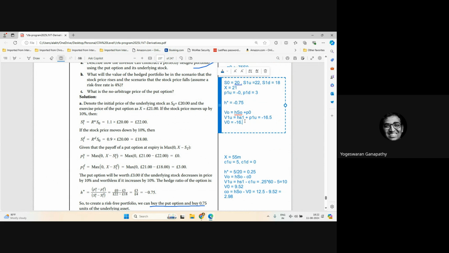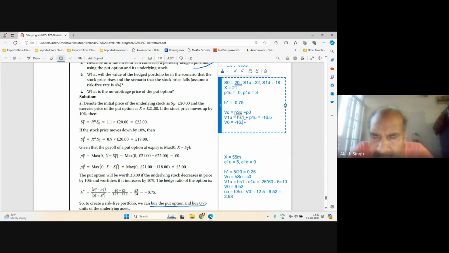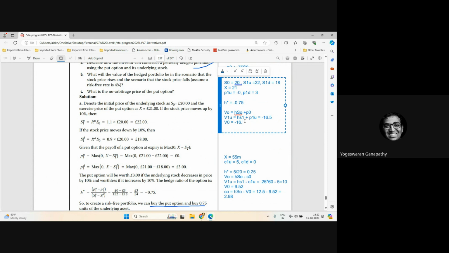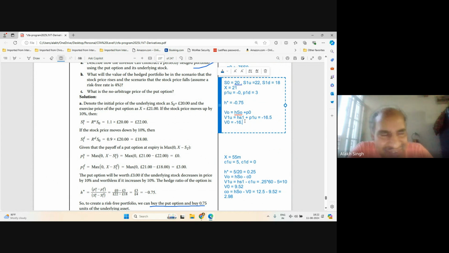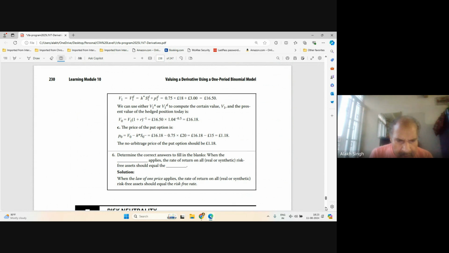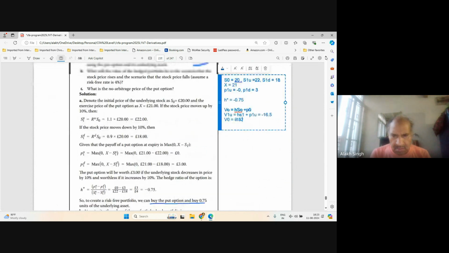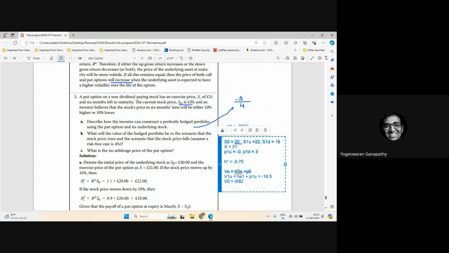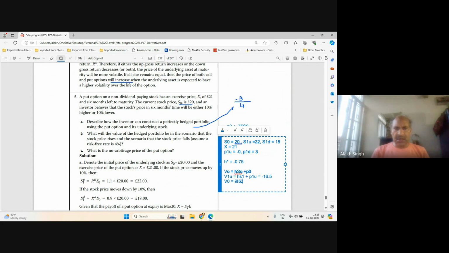Sir, you are getting the wrong answer. I'm getting 161.7. No, there is a problem. You will have to divide it by 1.02 to get the rough value. So let's see what the answer is. Yeah, it is 16.18. Sir, is it 1.02 or 1.04? No, it is for 6 months, so it will be 1.02.